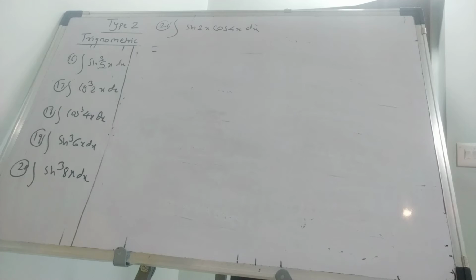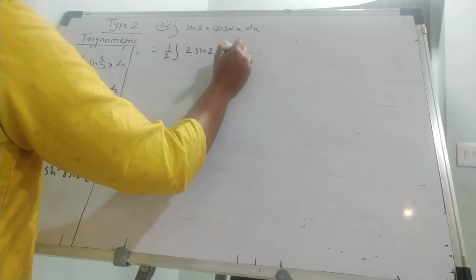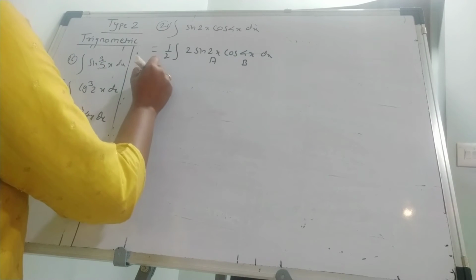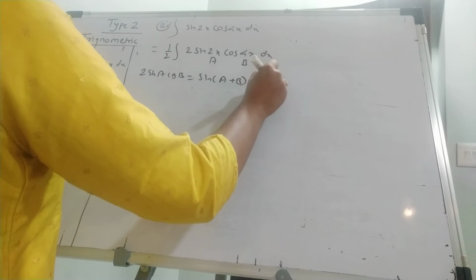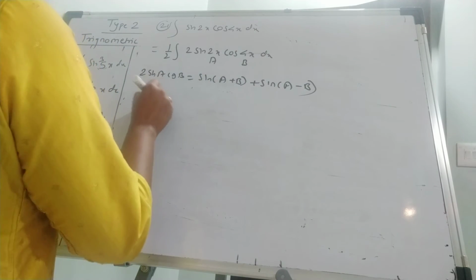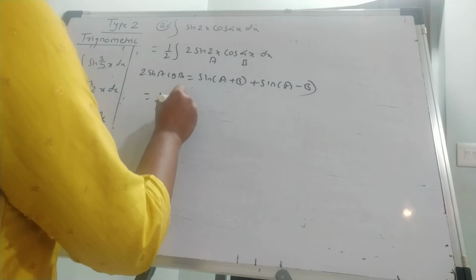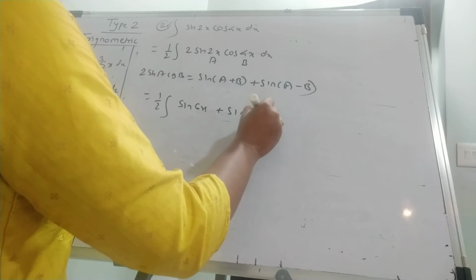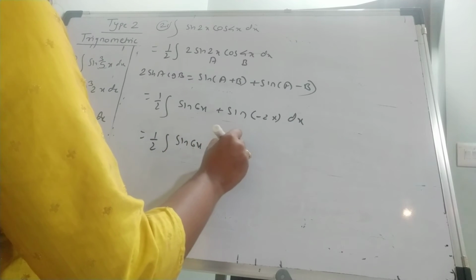Product form will convert product in terms of addition and subtraction. So in this case, first we'll multiply and divide by 2. So this is like 2 sin a cos b. 2 sin a cos b is sin of a plus b plus sin of a minus b. So if we use this formula, it is sin of a plus b, 2x plus 4x, it is 6x, plus sin of a minus b, 2x minus 4x, it is minus 2x. Now you know that sin of minus theta is minus sin theta.